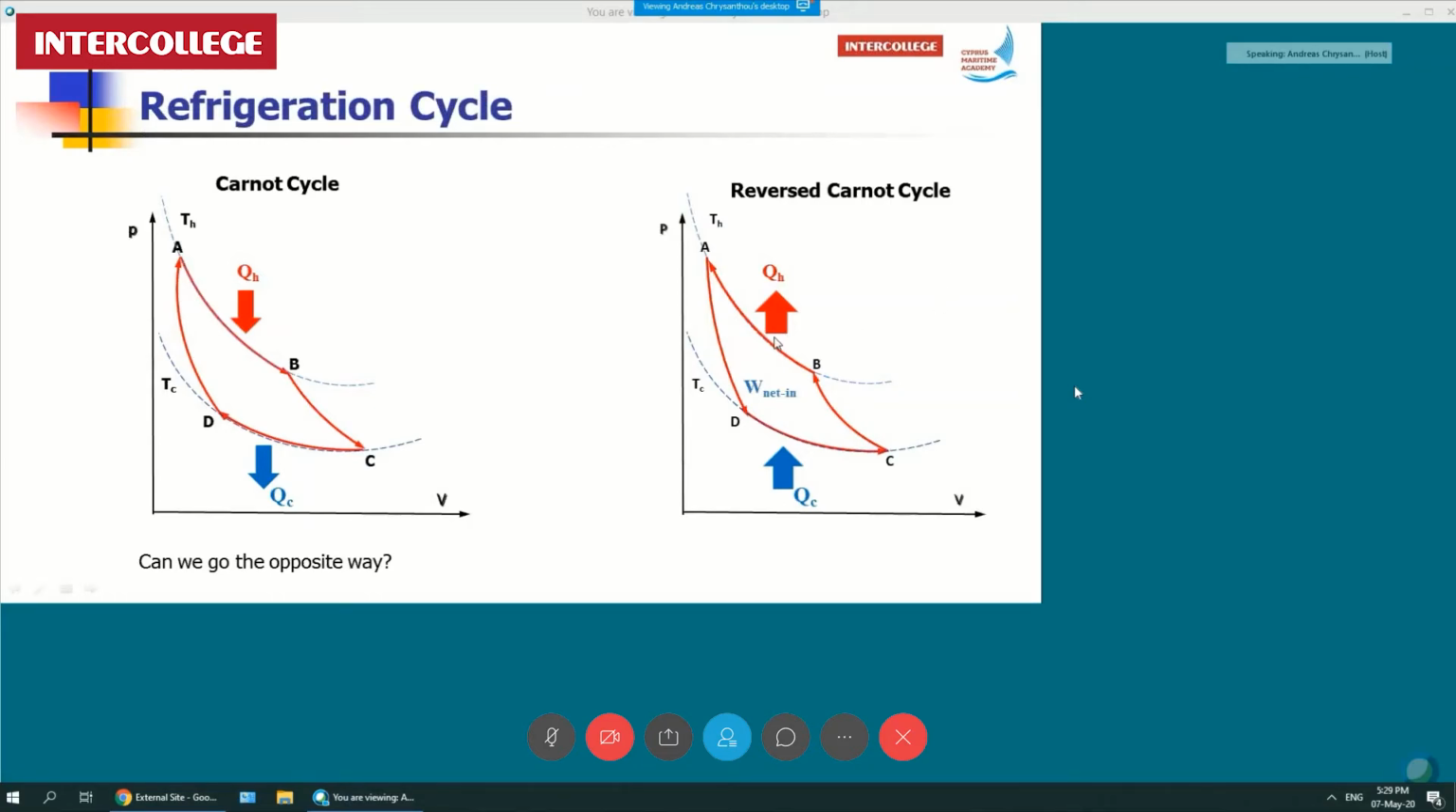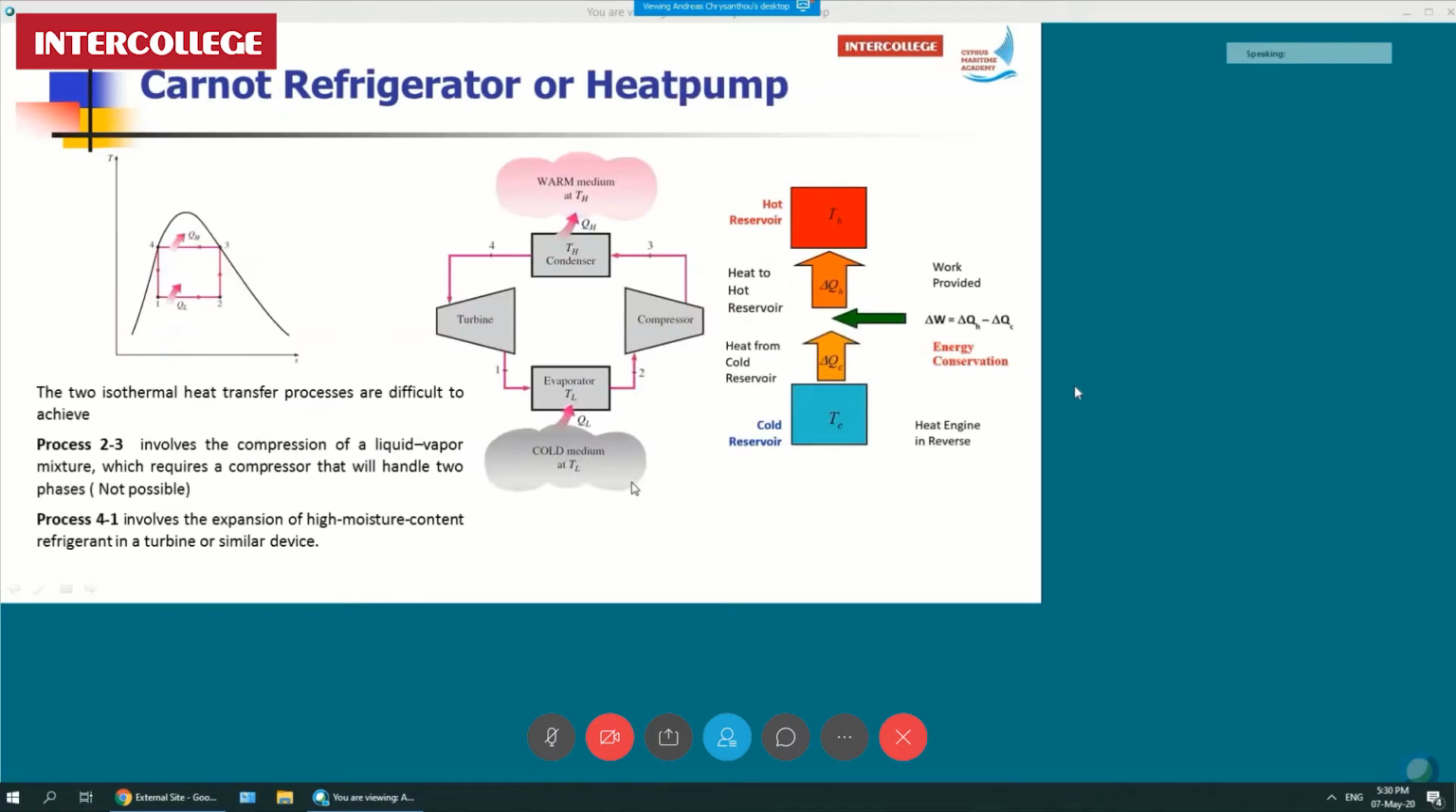As you can see, all the processes are reversed. Here, instead of heat addition into the system, we have heat rejection, and this is when the system rejects heat either to another medium or to the environment. And here we have heat input into the system, which is where we extract heat from a room or whatever. We will see how this works in a minute.